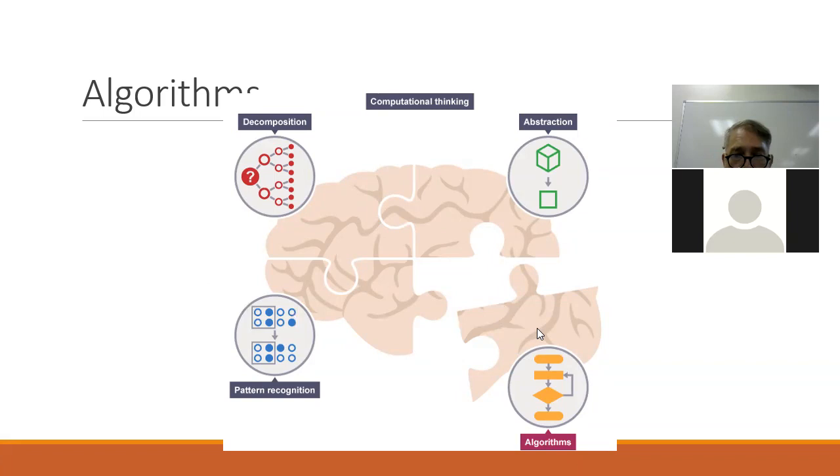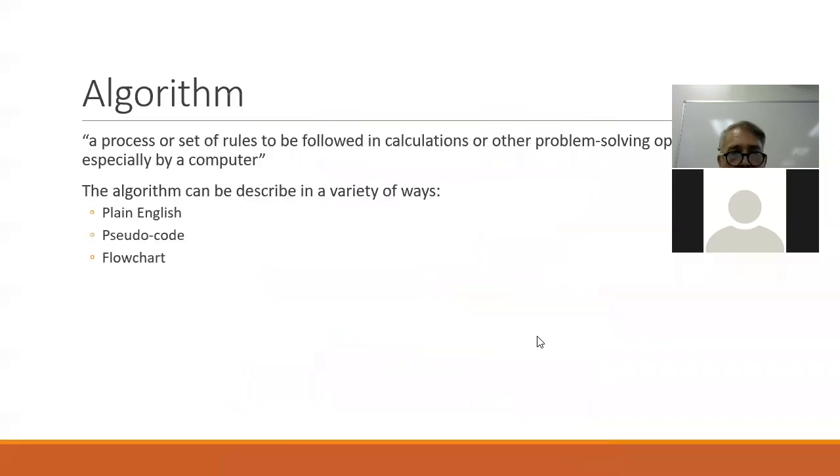of algorithms. Algorithms are represented in this 4-part diagram by this in the bottom right corner, which is actually showing a thing that we call a flow chart. And that's how we'll end our lesson, just looking at that in a minute. All right, so an algorithm is, as it says, a process of rules that can be followed in calculations or other problem-solving ways, but especially by a computer.